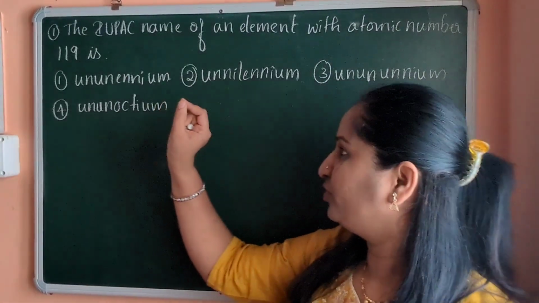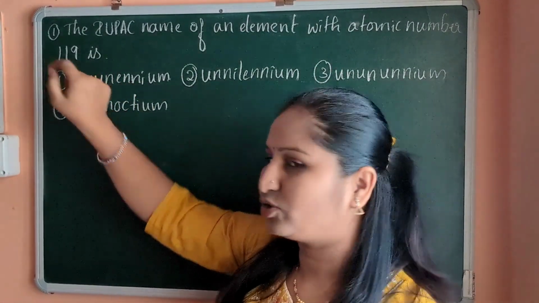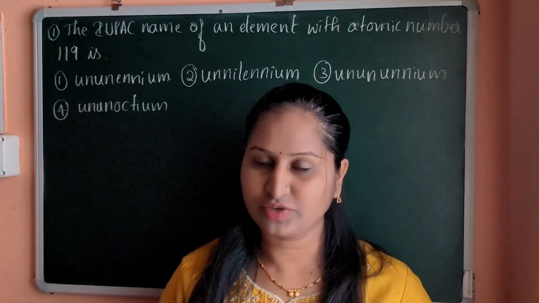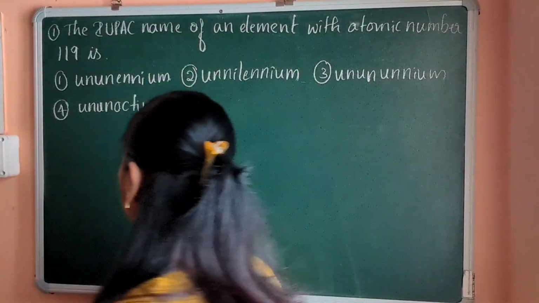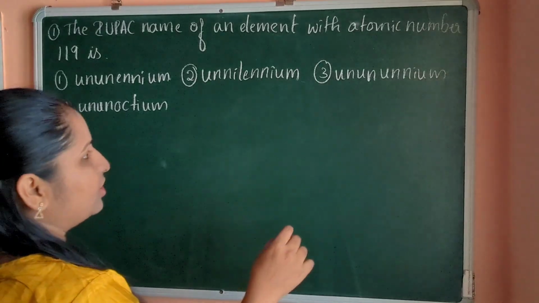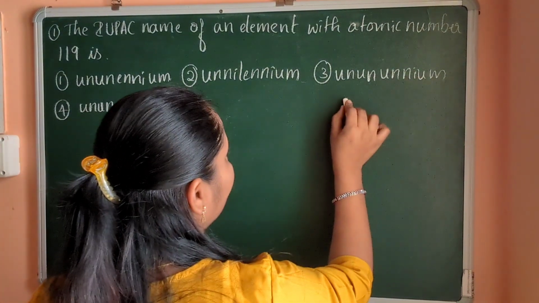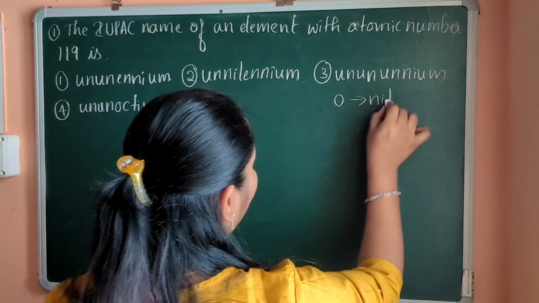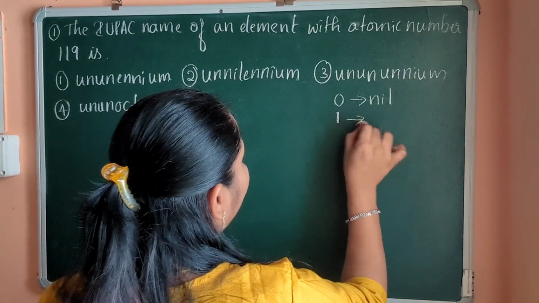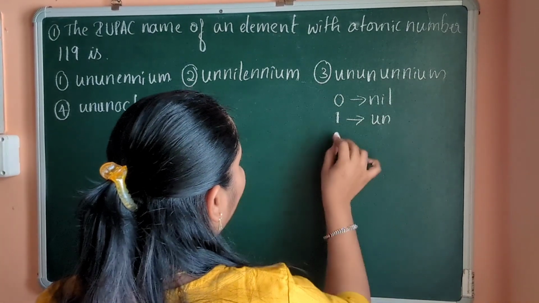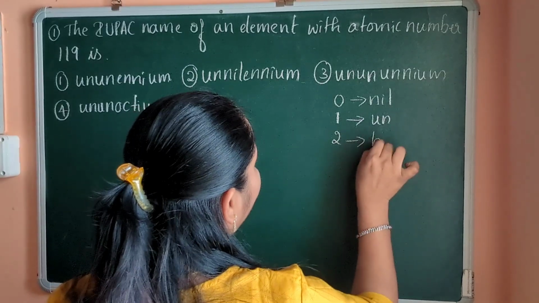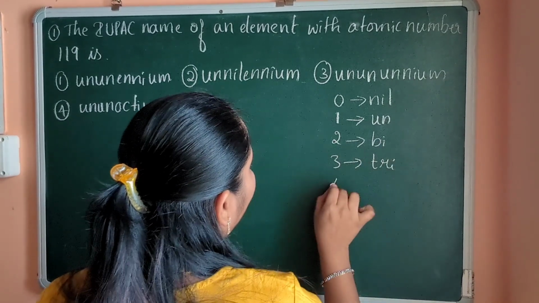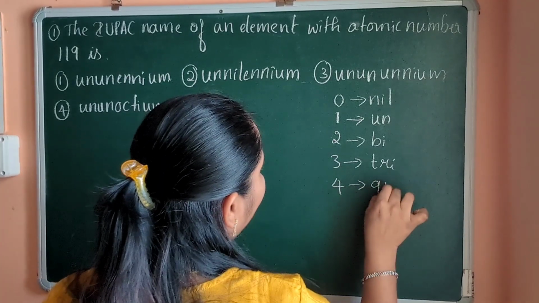Before naming this atomic number 119, let me tell how to do the IUPAC nomenclature for an atomic number. According to the IUPAC nomenclature, if there is a 0 in the atomic number, it will be named as nil. If it is 1, it will be taken as un. If it is 2, it will be bi. For 3, it is tri, and for 4, it is quad.